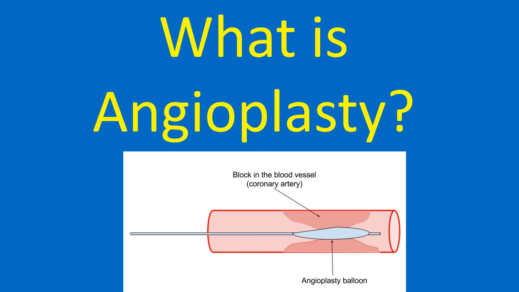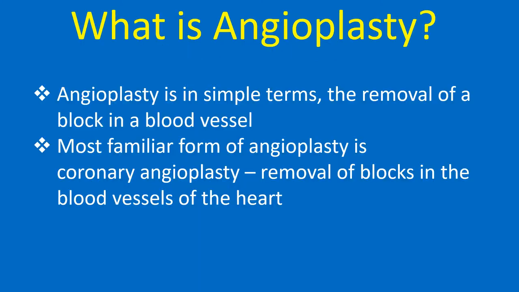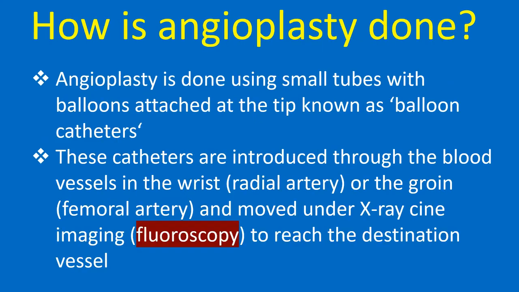What is angioplasty? Angioplasty is in simple terms the removal of a block in a blood vessel. Most familiar form of angioplasty is coronary angioplasty, removal of blocks in the blood vessels of the heart. How is angioplasty done? Angioplasty is done using small tubes with balloons attached at the tip known as balloon catheters.